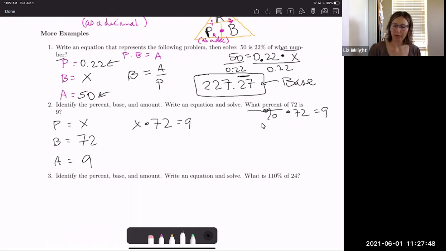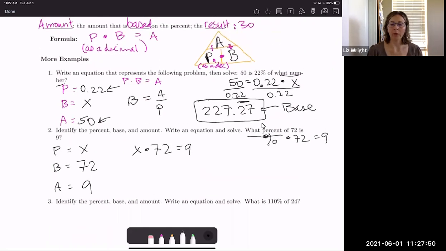You can go back up to the triangle too if this is helpful for you. Cover up the P, because that's what we're looking for. Cover up the P, and we're taking A divided by B. So that's the other way you can do this. You can say P equals A divided by B. And so here it would be 9 divided by 72. And that's exactly what we're going to do.